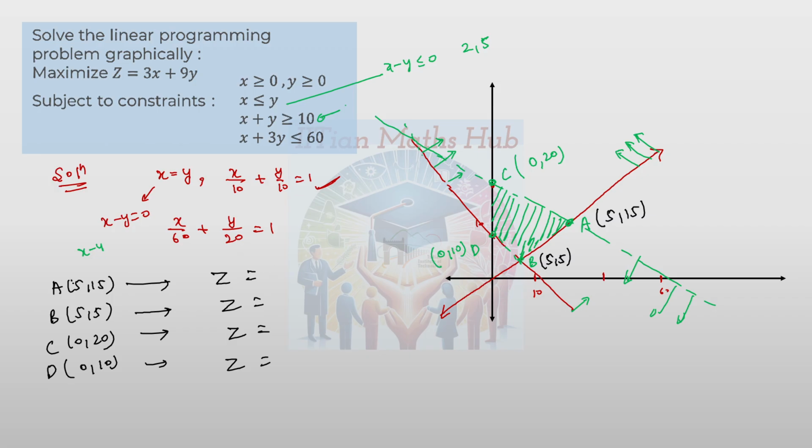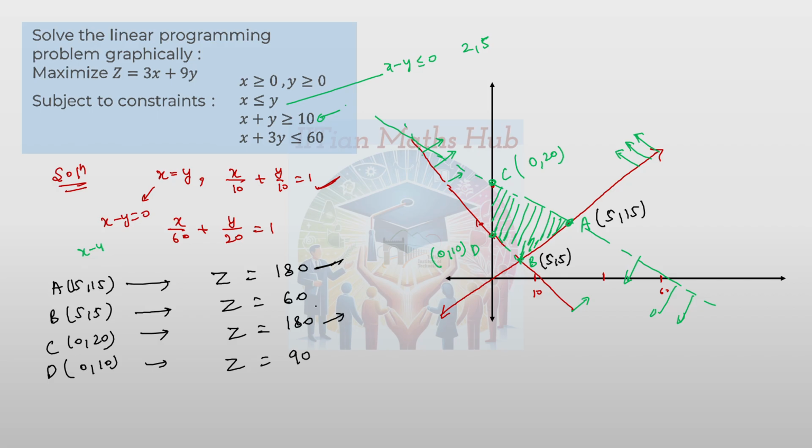15, 15, sorry, yeah. Okay, so it will become 180 then. Similarly, 5 comma 5 will become 15 plus 45, that is 60. 0 comma 20 will become 180 again, and this will become 90. So you can see at the 2 points you are getting the optimal value.